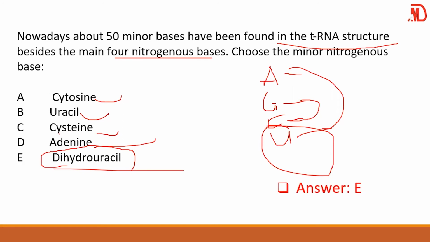Please, this cysteine is not part. It's cytosine, not cysteine. It's cytosine. But the minor one is dihydrouracil. So your answer is E.